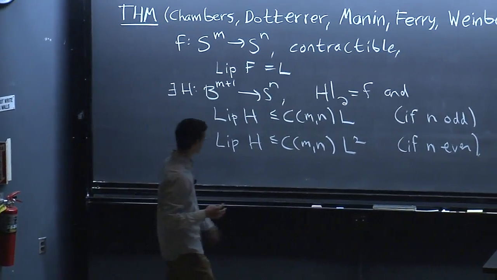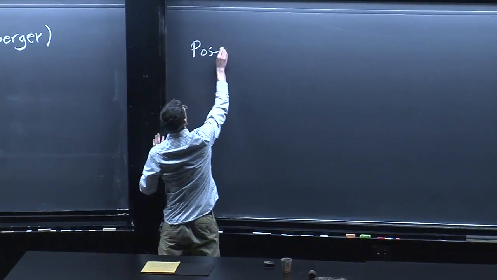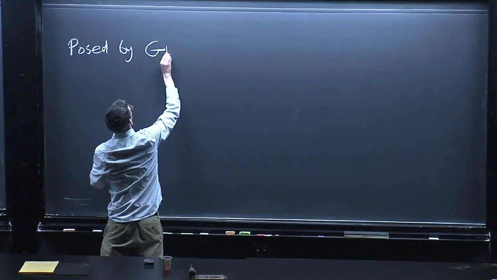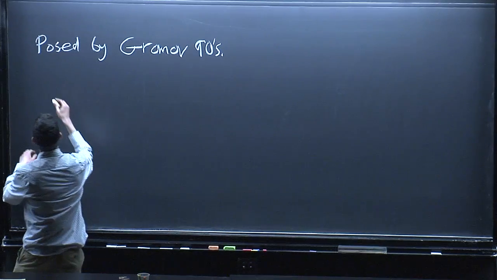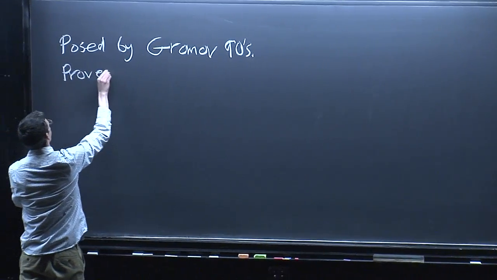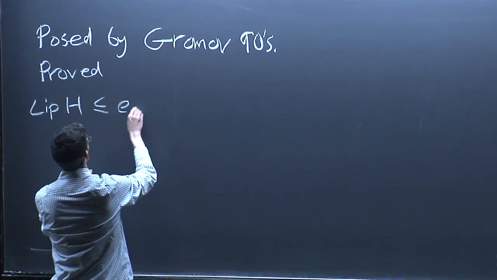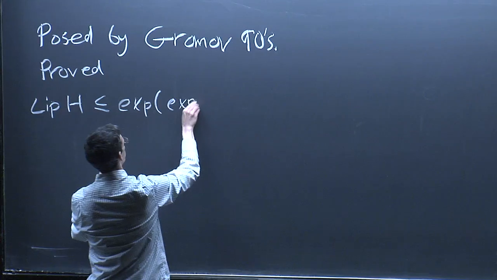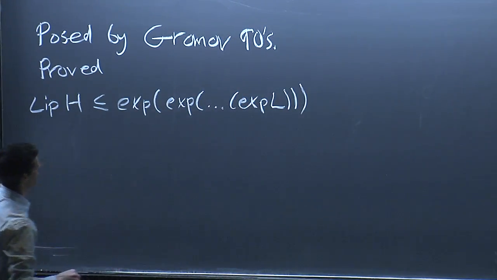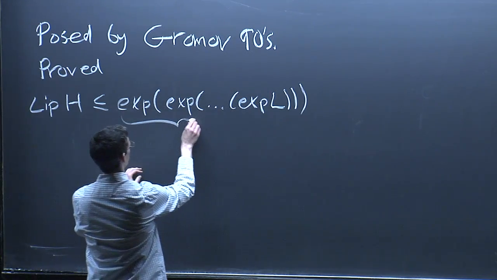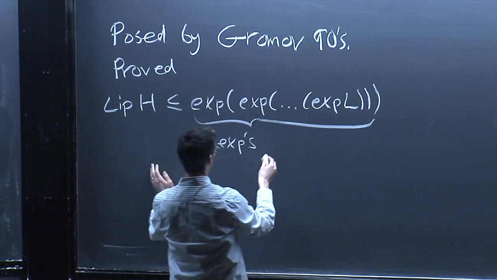OK. So let me give you a little bit of background and history. This was a question that was posed by Gromov in the 90s. And he thought about it, and he proved the following estimate. He proved that there's a homotopy, H, and the Lipschitz constant of H is bounded by exp of exp of ... L. And the number of exponentials in this tower of exponentials depends on m and n.